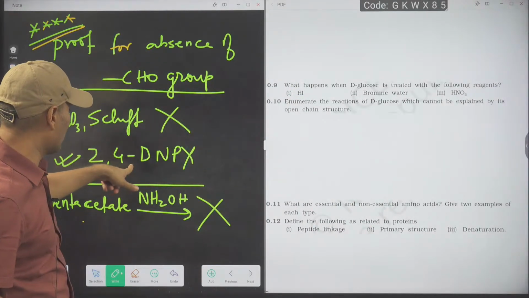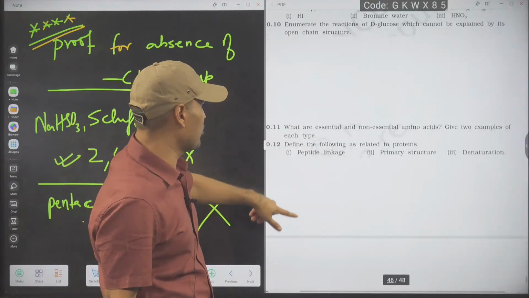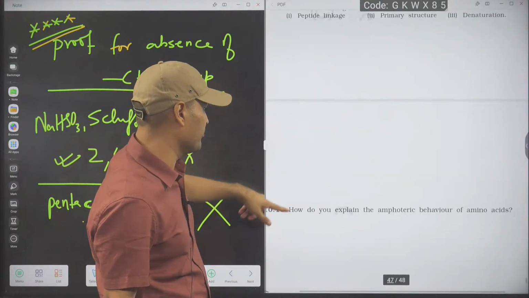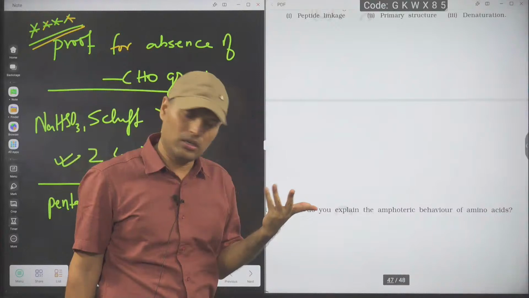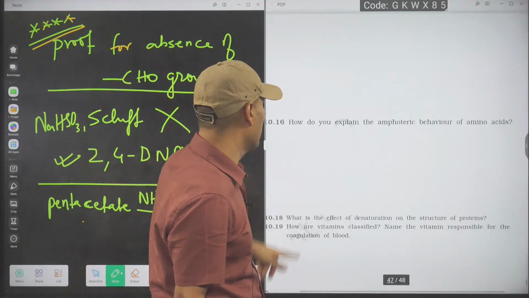Which reactions are not given? This you can write it there. Essential, non-essential amino acids we are knowing. They have told you shortcut tricks also, so you can remember a few shortcut tricks.